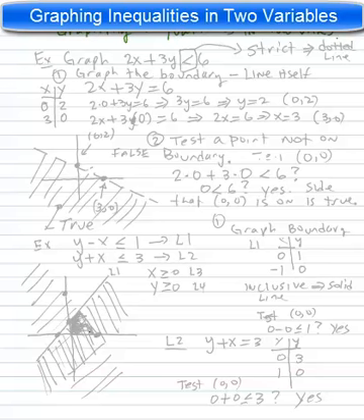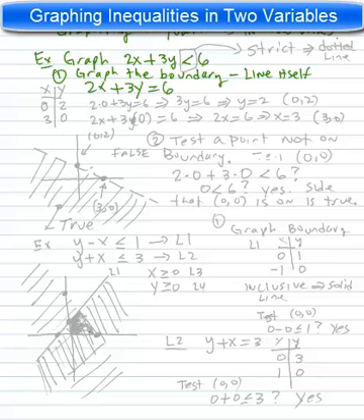In this session, we look at graphing inequalities in two variables. For example, graph 2x plus 3y is less than 6. The first step in graphing an inequality like this is to graph the boundary. And the boundary is the line itself. That line is 2x plus 3y equal to 6.